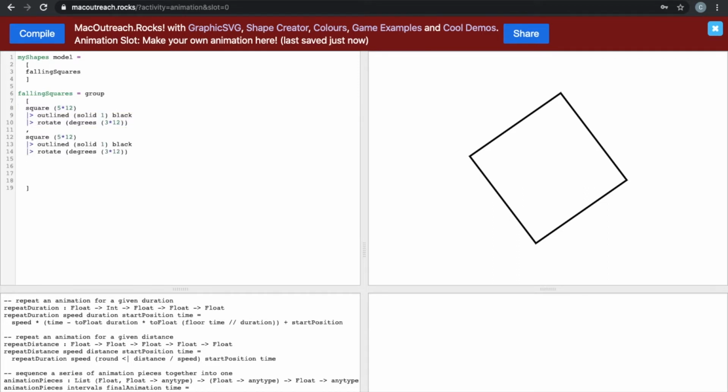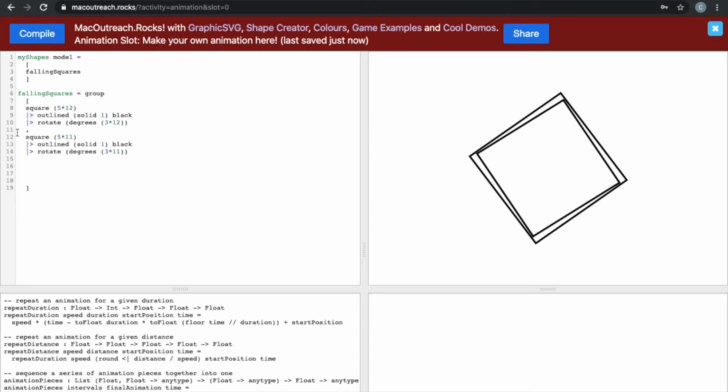Since we want the second square to get smaller by exactly 5 units, we don't need to write 5 times 12 this time. We're going to write 5 times 11, which is equal to 55. Since we want the degrees to get smaller by 3 this time, we don't need to write 3 times 12. We're going to write 3 times 11, which is 33, which is 3 less than 36. That's what we had before. So let's go ahead and compile and see what happens. As you can see, we have a second square that's a little bit smaller and rotated a little bit less.